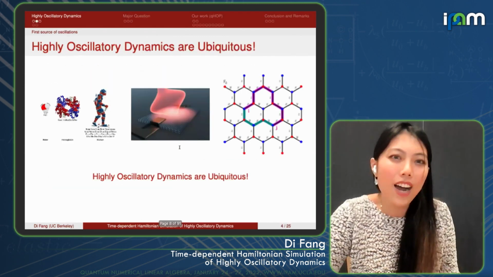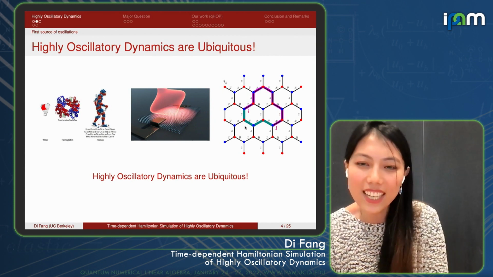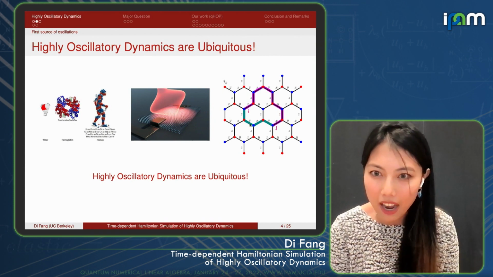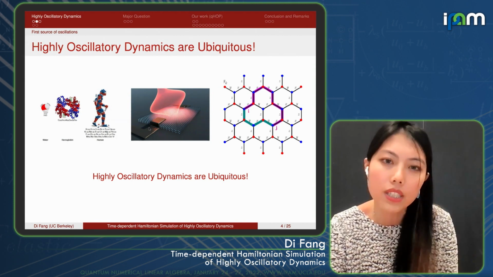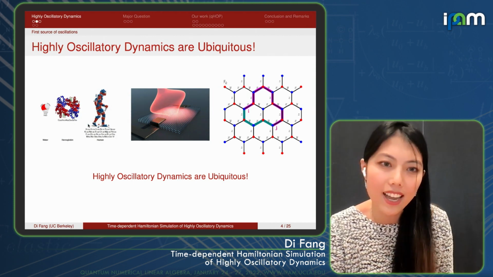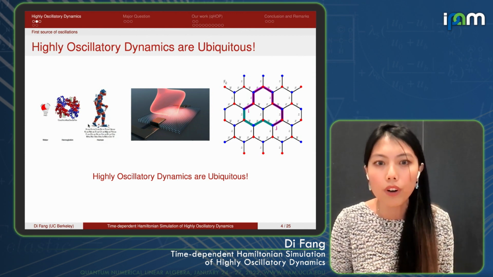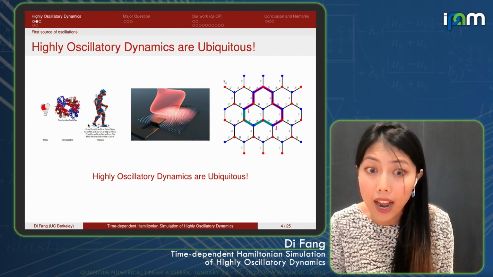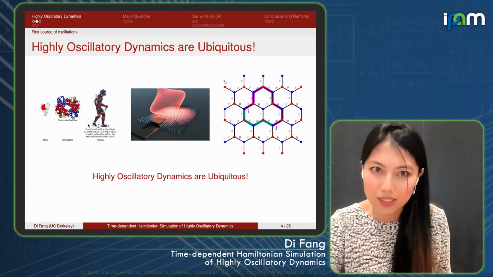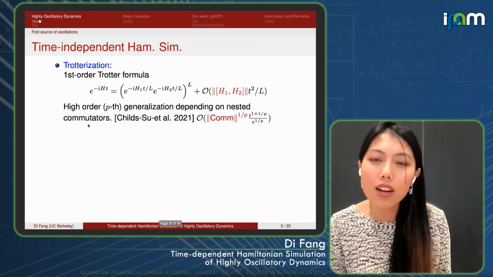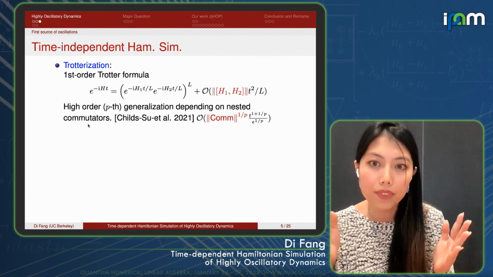Then you should ask, why should we care? Well, let me just give you some fancy graphs. On the right-hand side, you can see a lattice Hamiltonian with a large lattice number, and this is a quantum control with an ultra-fast laser. On the left-hand side is molecular dynamics, the nuclei wave functions, and so on and so forth. All of these systems are highly oscillatory, so highly oscillatory dynamics are basically everywhere. That's why we care.